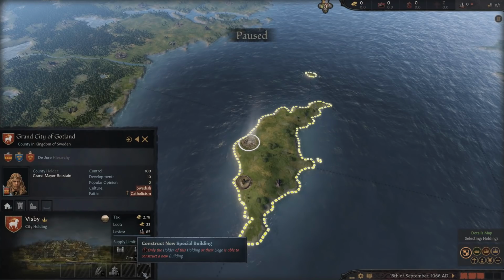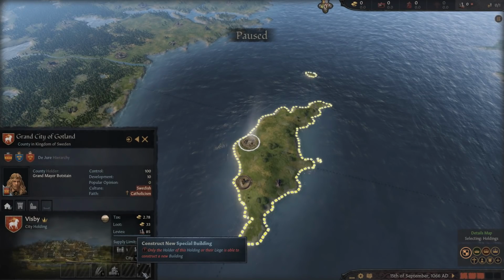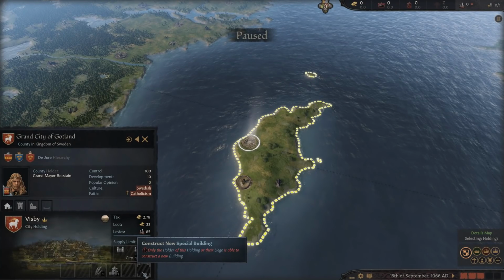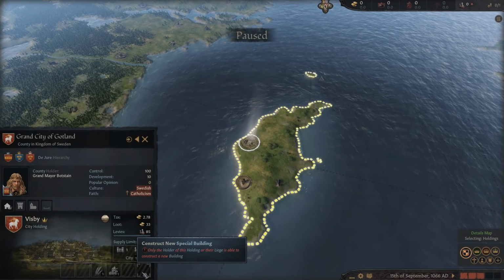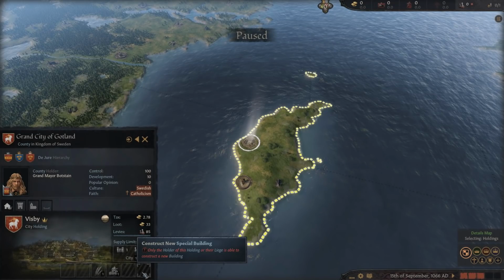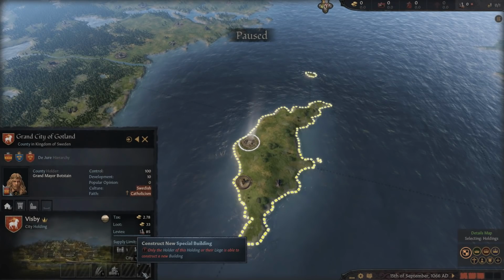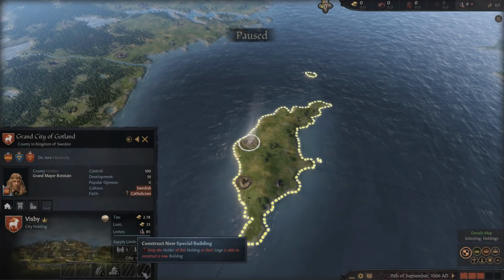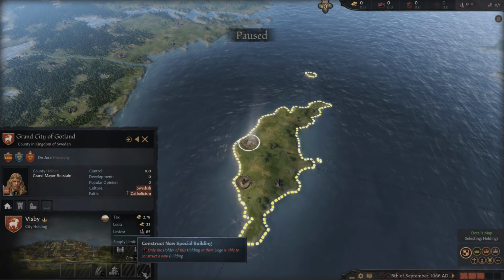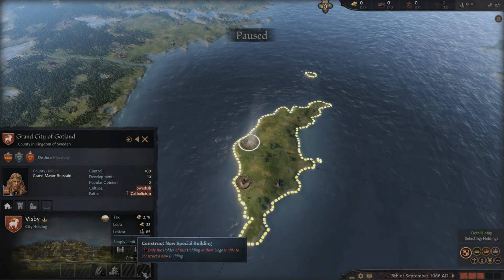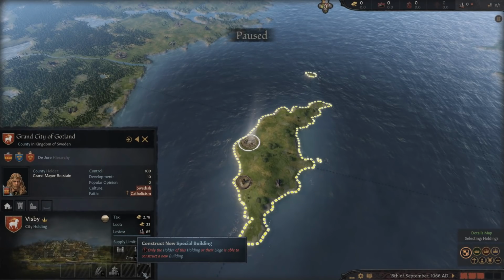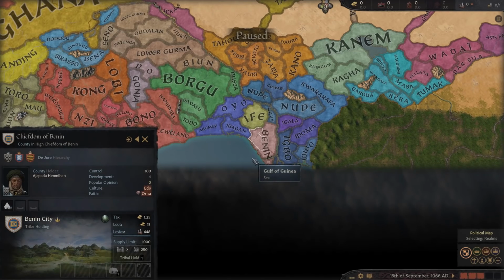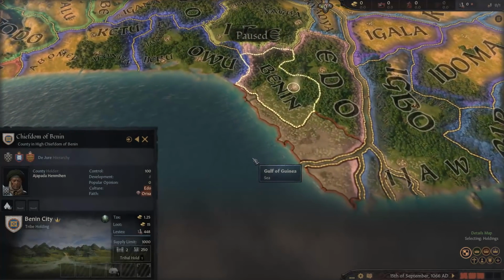So what does it give you? The holding itself, a plus 1 fort level, plus 25% garrison size. And then for the county itself, it's plus 15 in taxes, plus 15 in development growth, plus 2.2 monthly development growth, plus 50% hostile raid time, plus 5 defender advantage for the commander in battle, and plus 5 in popular opinion.